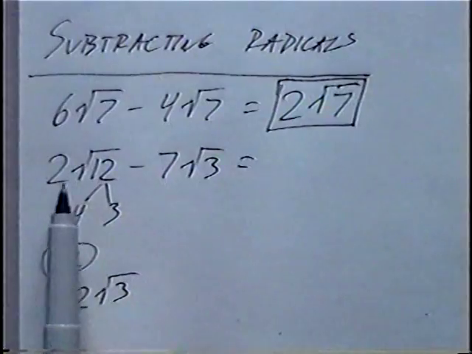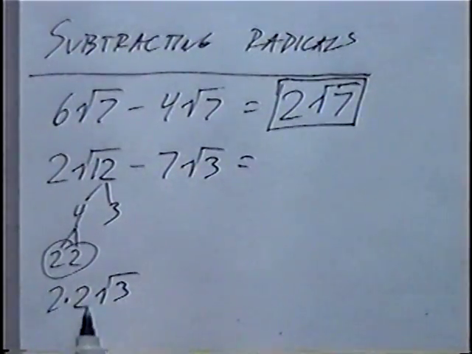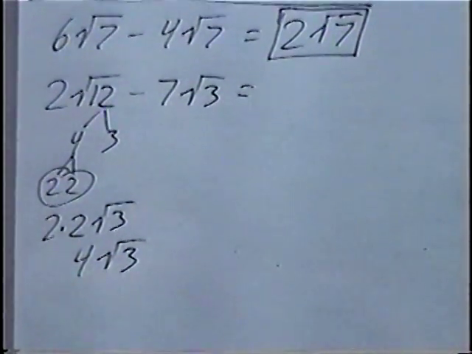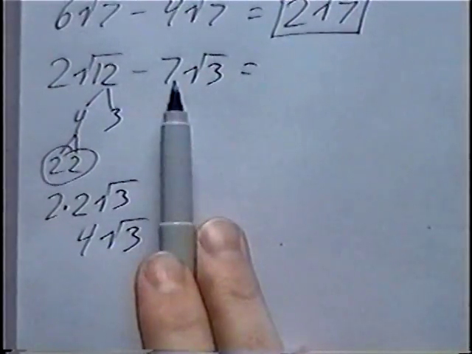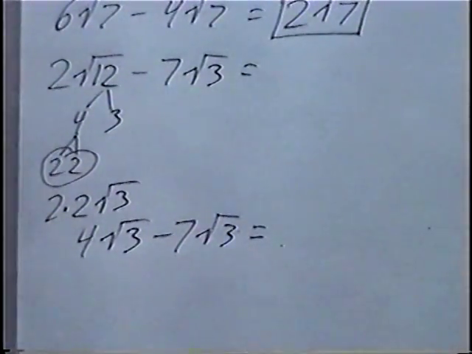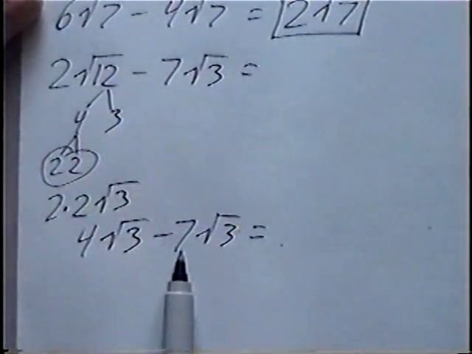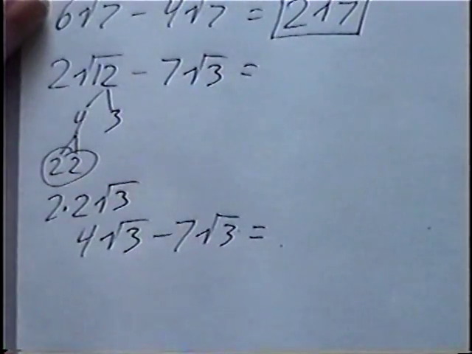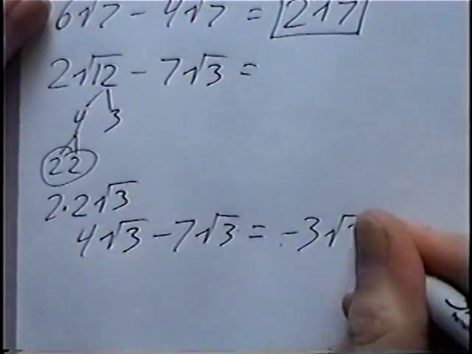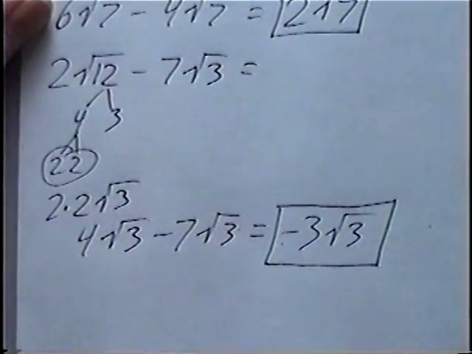The question is 2 radical 12, so this extra 2 would come down, and we can multiply by the pair of 2's that we had. So this would be 4 radical 3. And we're subtracting 7 radical 3. Again, once the radicals are exactly the same, you can subtract the coefficients. 4 minus 7 would be negative 3, and the radical 3's would stay the same. So our final answer would be negative 3 radical 3.